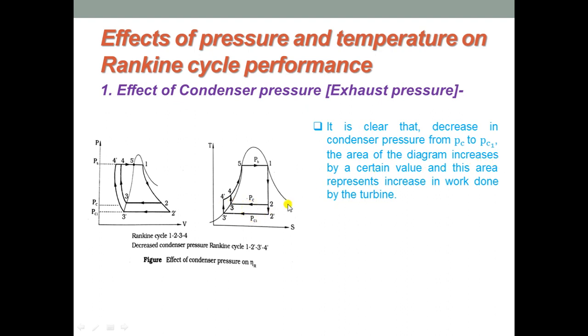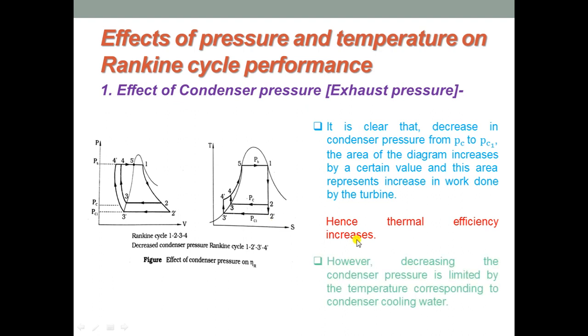The area of the diagram increases. You can see initially the area of the diagram is 1, 2, 3, 4 and 5. Due to decrease in condenser pressure, the area has been increased from 1, 2, 3, 4, 5 to 1, 2 dash, 3 dash, 4 dash, 5 and 1. So, this area represents the increase in work done by the turbine. So, if you decrease the condenser pressure, we can clearly say that increase in turbine work takes place, and hence thermal efficiency increases. If output is increased, obviously efficiency of the cycle will also increase.